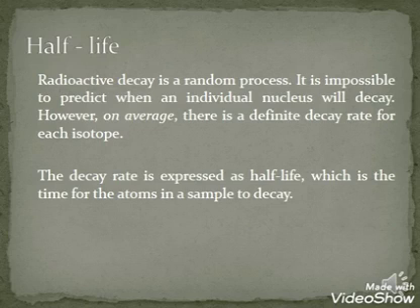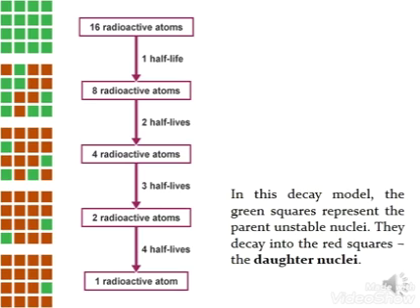The decay rate is expressed as half-life, which is the time for half of the atoms in a sample to decay. Look at this decay model. The green squares represent the parent unstable nuclei. They decay into the red squares that represent the daughter nuclei.